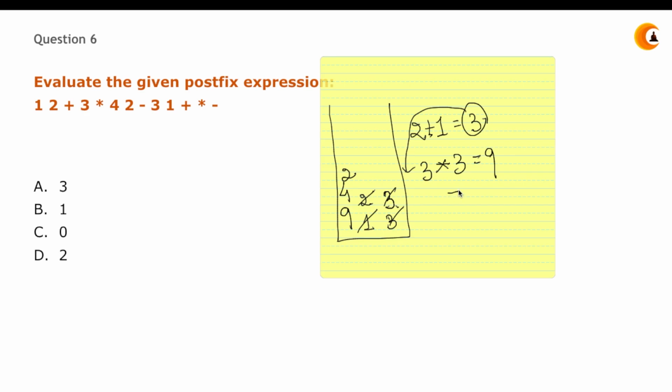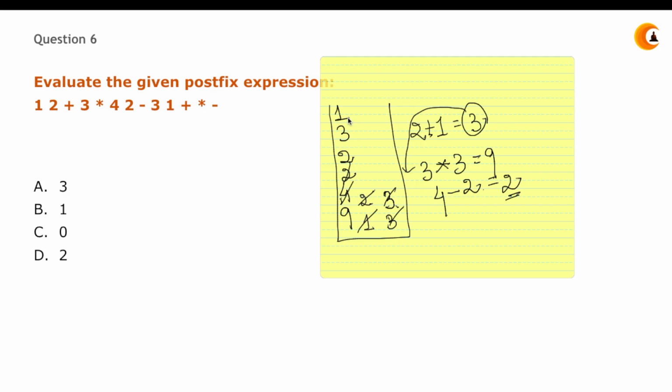Since it's a minus, what will come over here? It will be 2, then 4. So 2 minus 4 will be 2. These two are popped out. Now again this 2 will go inside. Now what do you have? You have 3. Push it in. Then again, what do you have? You have 1. Now there is a plus sign.